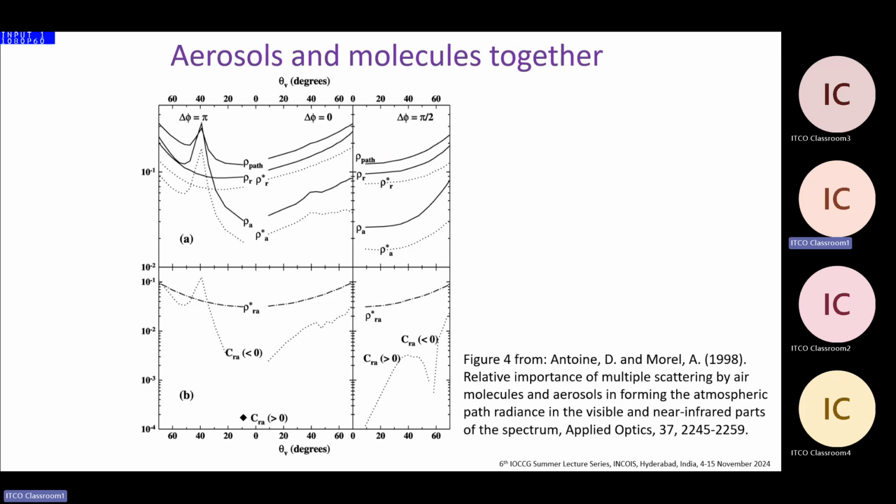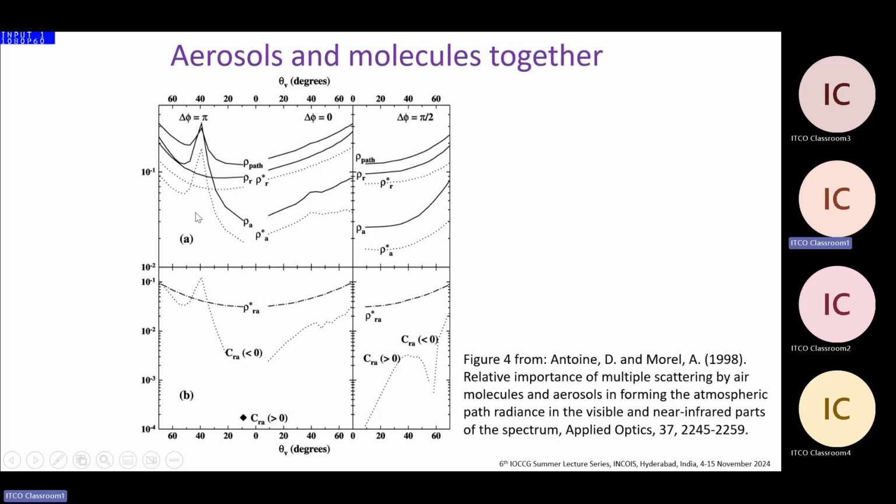So it's again the same representation, with the three planes: solar plane, anti-solar plane, and perpendicular plane. Same plot, but now we can look at the dotted curves instead of the continuous curves. You have a dotted curve for rho star R, the Rayleigh reflectance, and rho star A, the aerosol reflectance. And the rho path, the total, is still the same on the top.